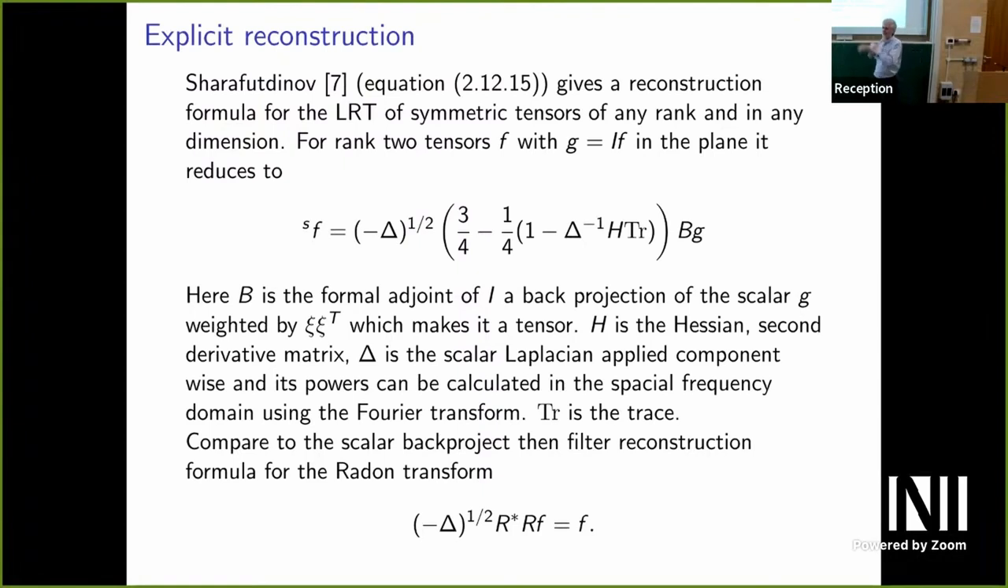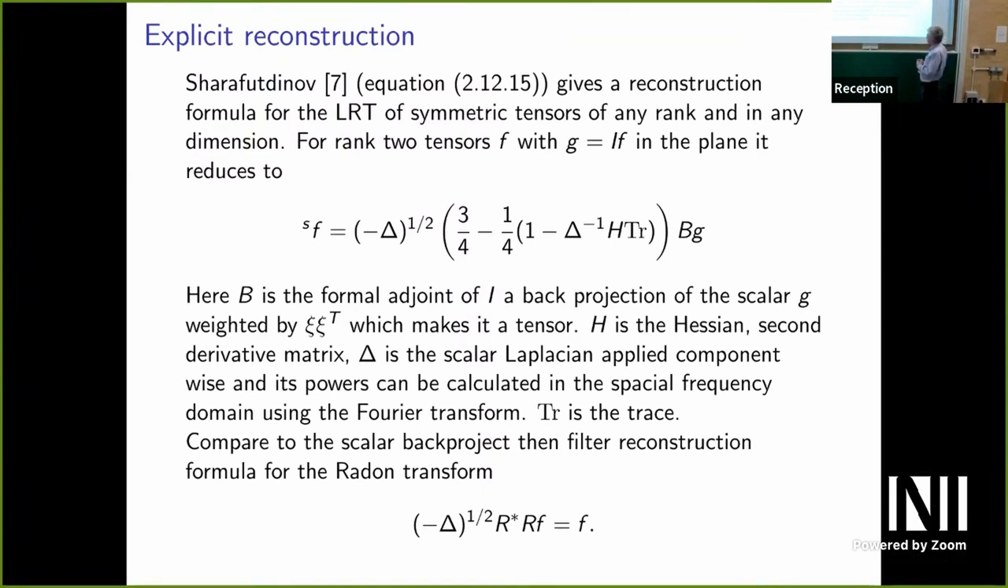If you want to back project then filter, rather than filter then back project, that works fine, it's just that you have to do it in two dimensions. So you do the 2D Fourier transform and multiply by the norm of the frequency vector. Because it's to the power of a half, it's just the absolute value; the Laplacian itself would be the absolute value squared of the frequency. So that's a ramp filter. It's a square root differential operator, it's unsmoothing, if you like. So apart from back projection, we just ramp filter, and we've got a matrix with cos squared and sine squared and so on.